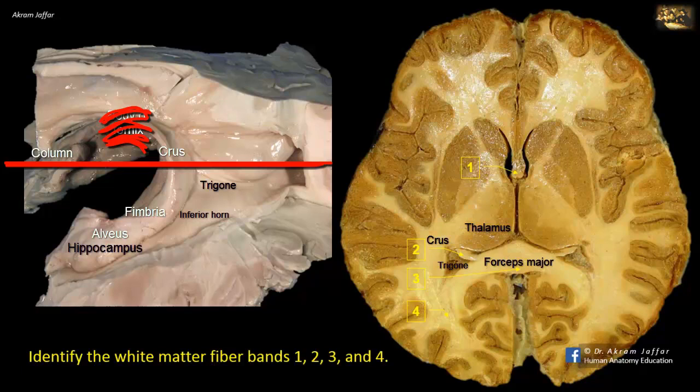The body of the fornix then separates anteriorly into columns, 2 columns, each of which curves downward and backwards. Thus, it can be seen again in this section in the anterior part. Note the column of the fornix in 1. The column of the fornix here forms the anterior boundary of the interventricular foramen, while the anterior end of the thalamus forms the posterior boundary of the foramen.